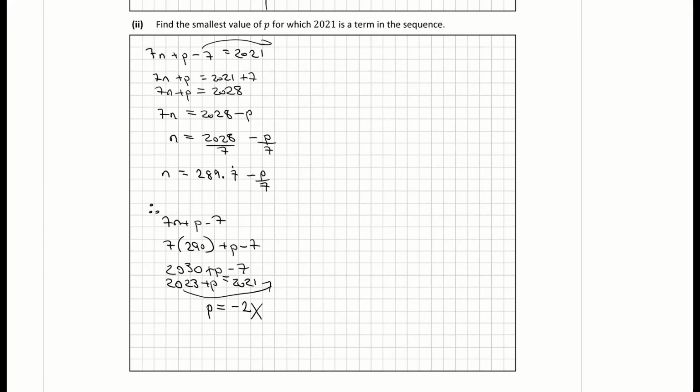And P can't be negative 2 because at the top of the page it says where P is an element of n. So I can't have that. So that's when n was 290. Let's see what happens when n is equal to 289. So that'll give me 7 times 289 plus P minus 7, which is giving me 2023 plus P minus 7.